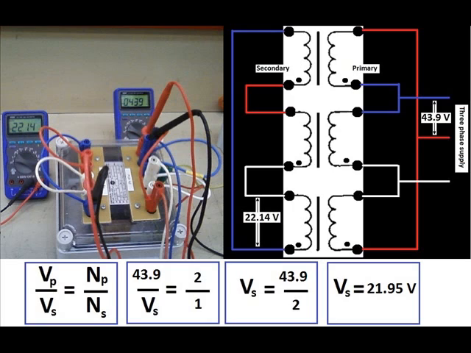And again, looking at the use of the formulas, with our delta we're using the ratios. We put the numbers in, but this time we're using the 43.9 volts because that is the actual phase voltage on the winding, and we transpose that. It gives us 43.9 divided by 2, which gives us 21.95. Again, that's pretty close to our measured voltage, given tolerances.